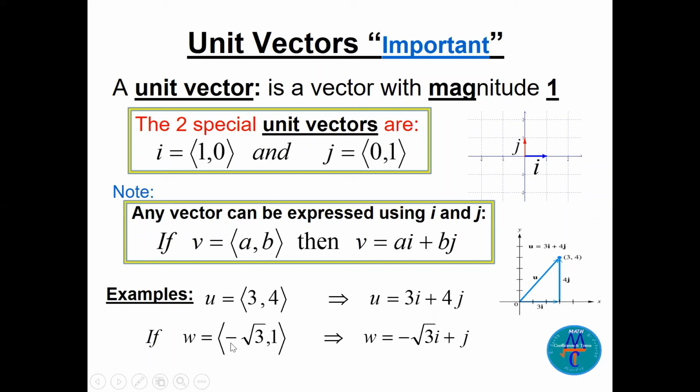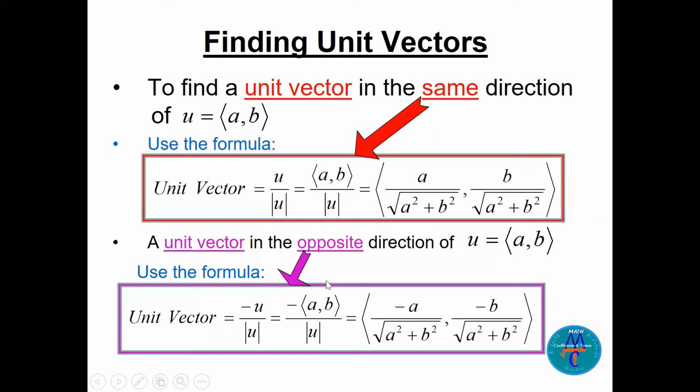The same for the vector w here, (minus square root of 3, 1). So we can write minus square root of 3 i. Remember, i is outside the square root, plus j. So this is a way to express the vectors using i and j. Now here is a unit vector in the same direction. See the first one here, in the same direction or the opposite direction of a vector.